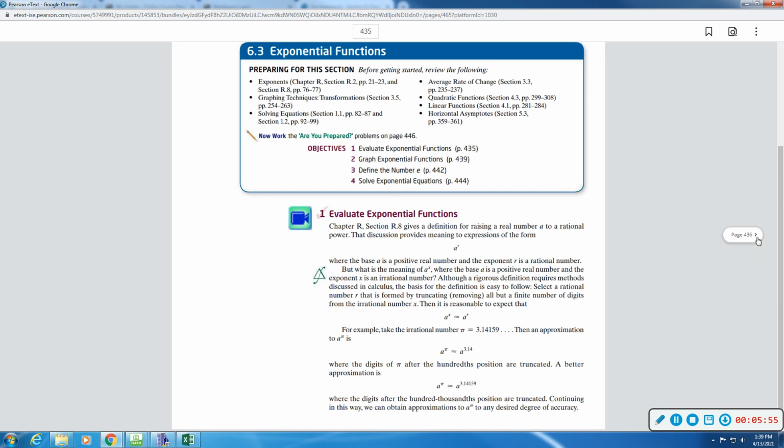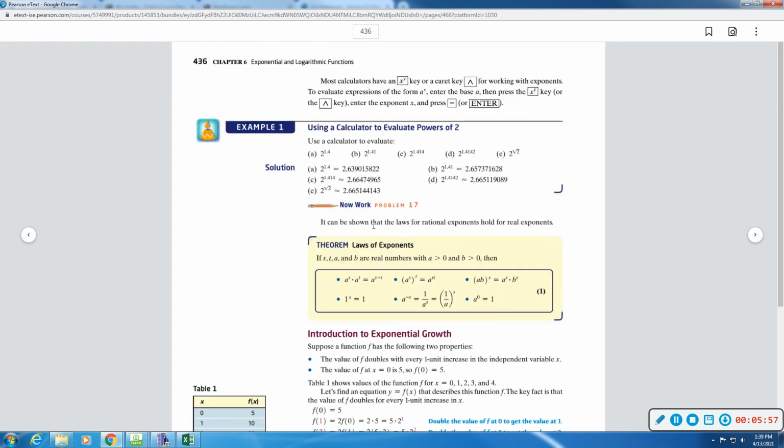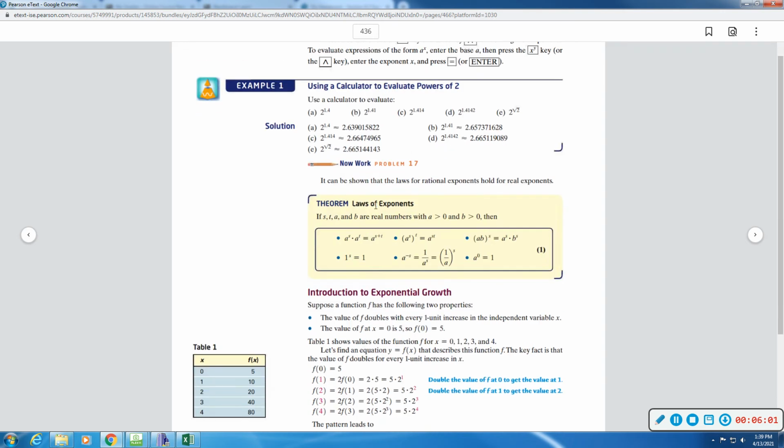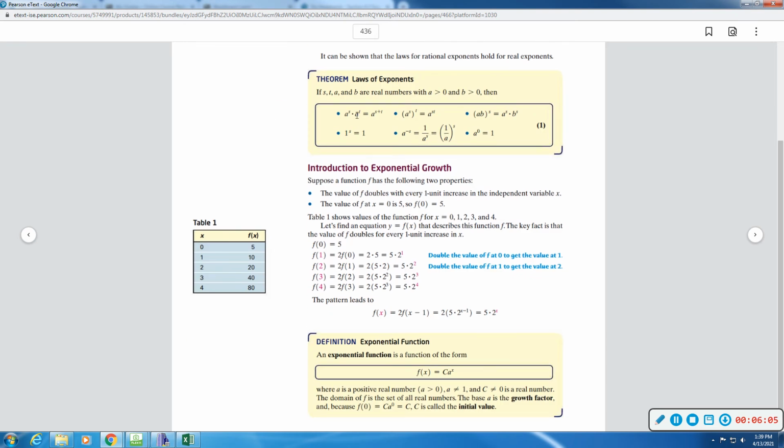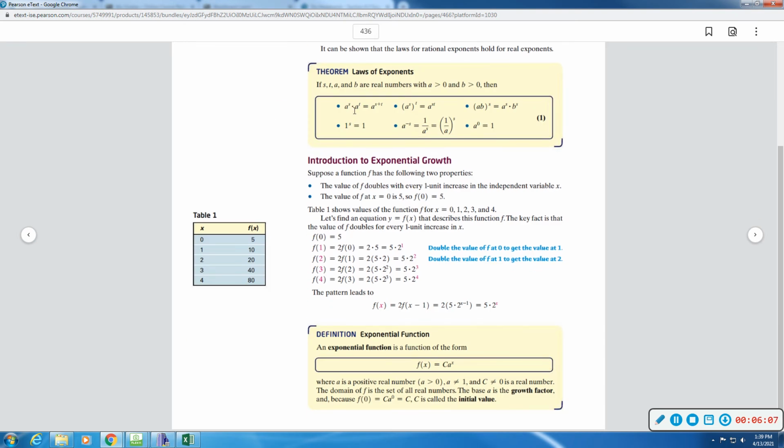Okay, my mouse is freezing. Okay, continuing on. So we're going to be going over laws of exponents. I won't be going over it in great detail, but you do need to understand laws of exponents from previous math courses. Okay, my mouse is freezing up.